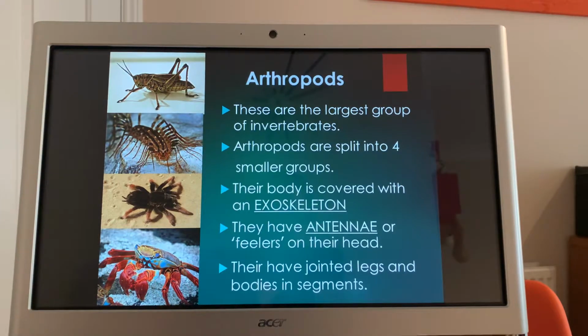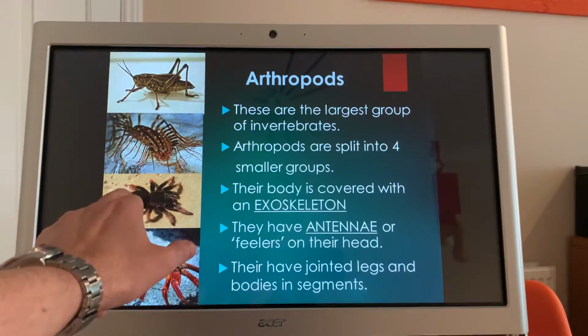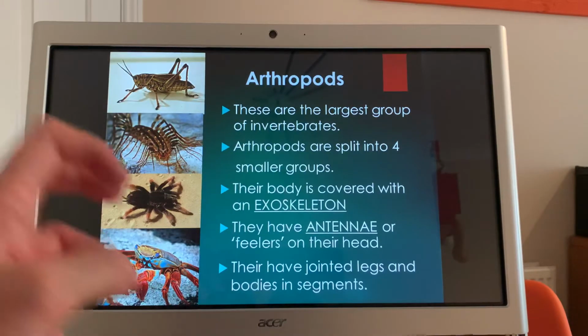They have jointed legs and their bodies are in segments. So you can see the spider here. There's one part of his body here and the second part, so their bodies are split into segments.